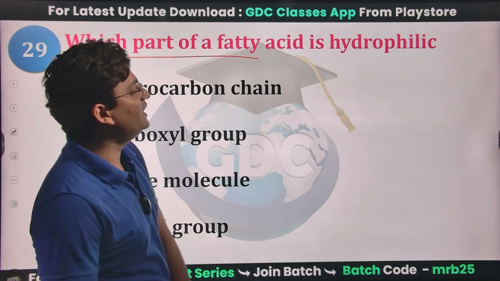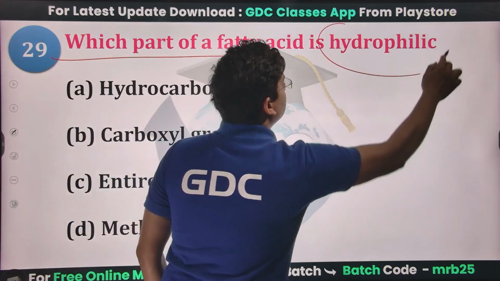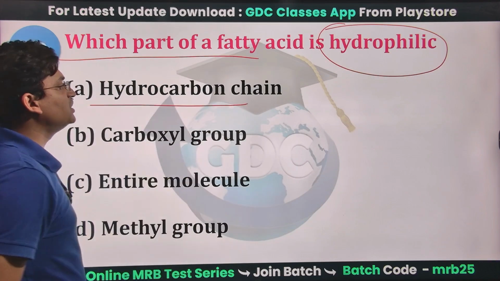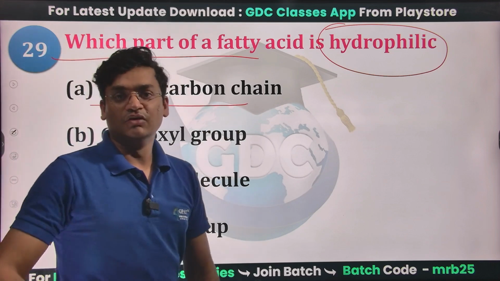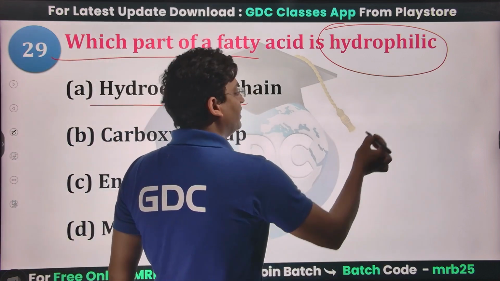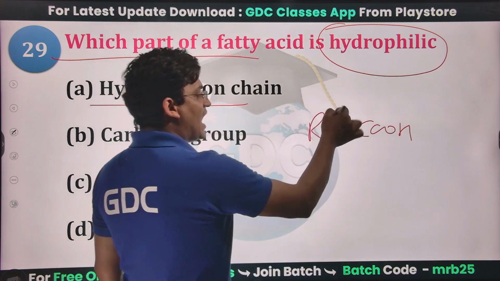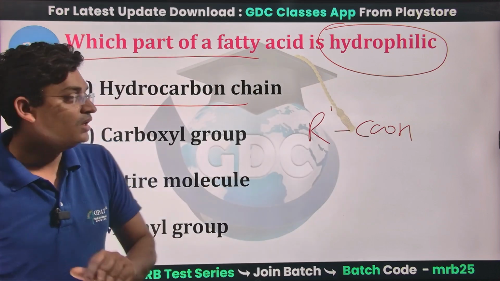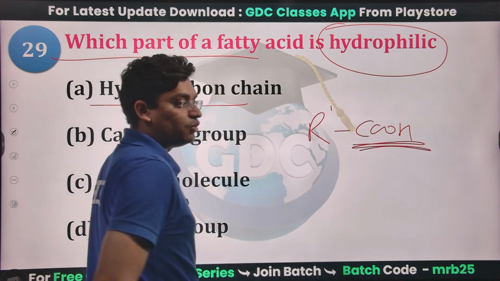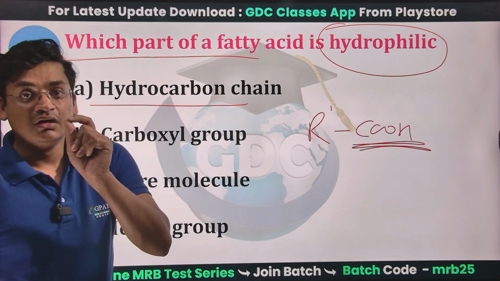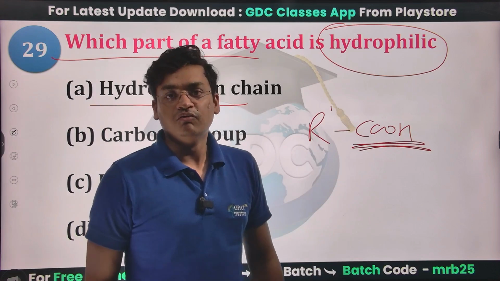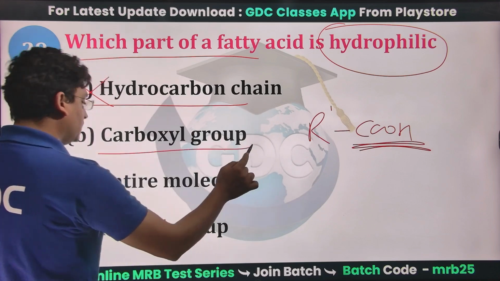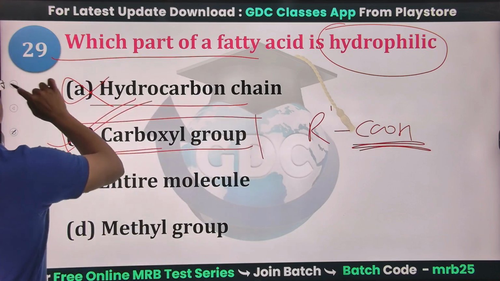Which part of a fatty acid is hydrophilic? Hydrophilic means soluble inside water. Is it the hydrocarbon chain? Not at all. A fatty acid has only two components: one is the acidic group and the other is the R group. The R group is made up of hydrocarbon, so it is hydrophobic, while the carboxylate ion is soluble in water. So this carboxyl group is hydrophilic in nature.